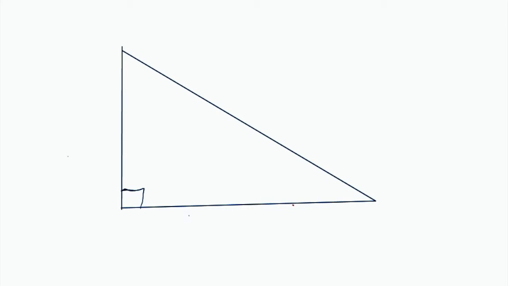Today we're going to be looking at labelling the sides of a right angle triangle and how those sides can be different depending on which way you look at the triangle.